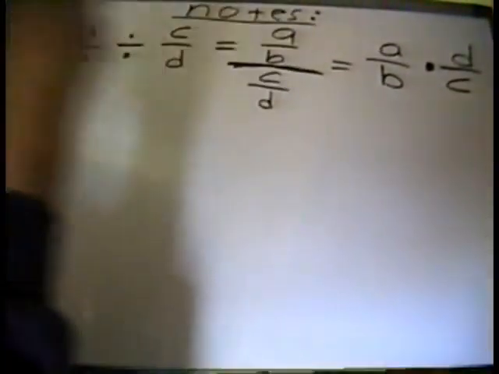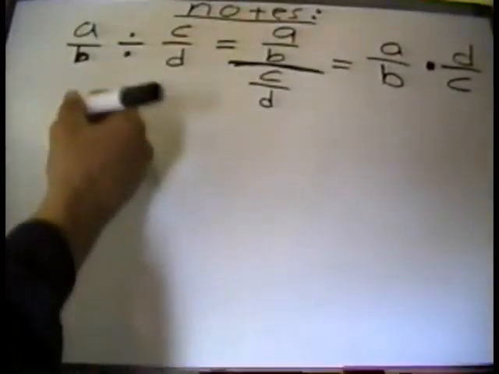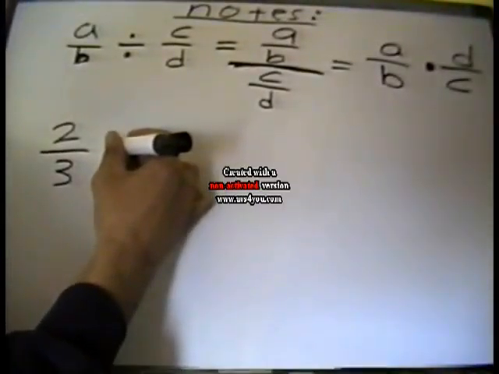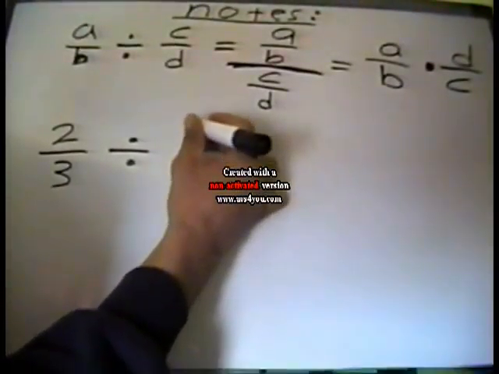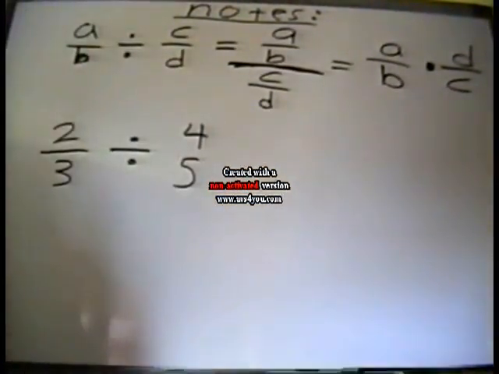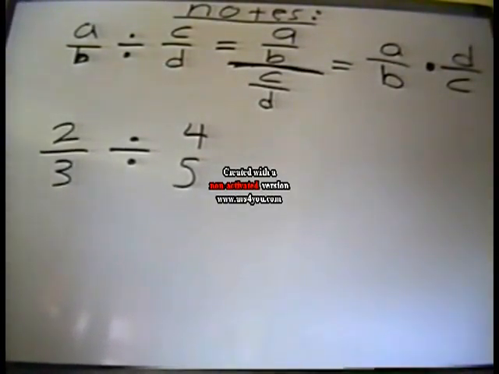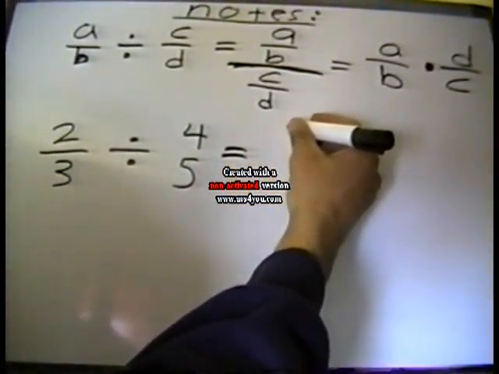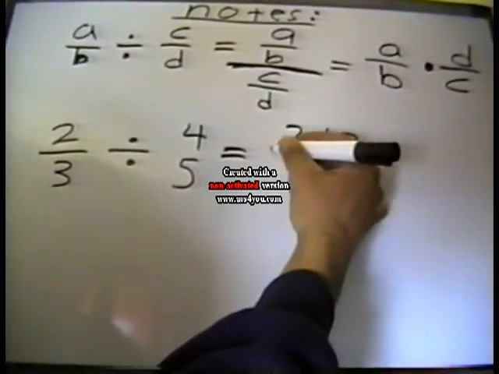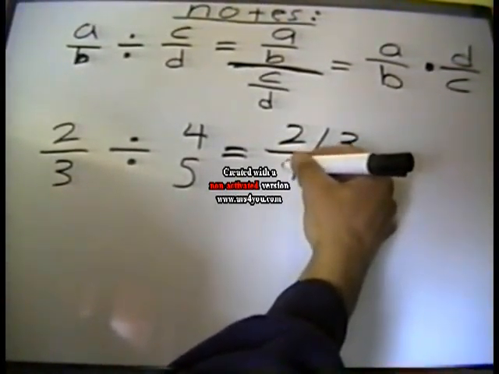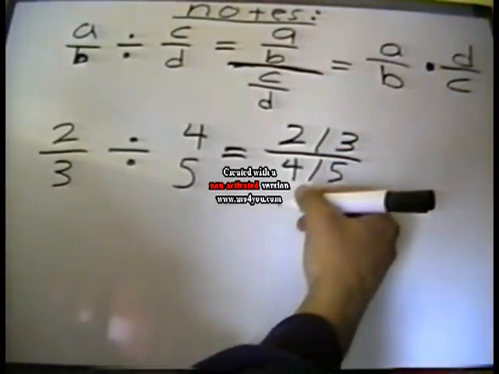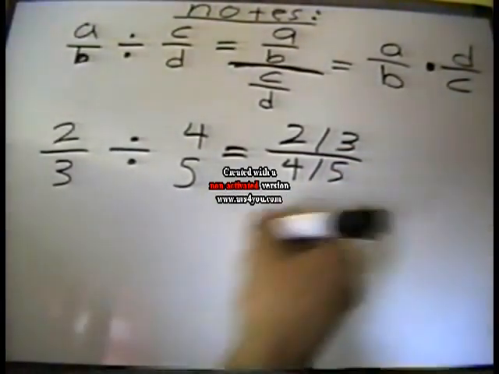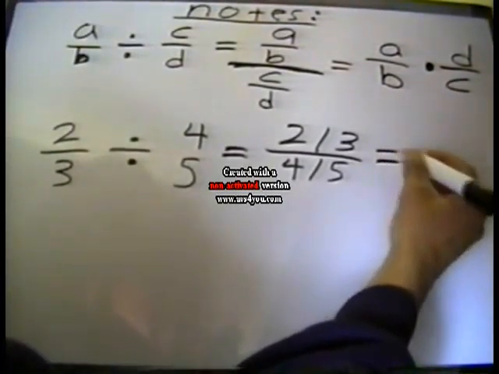So here, for the division of two fractions, I'm going to show you with 2/3 divided by 4/5. Okay. 2/3 divided by 4/5. That's going to become 2/3 over 4/5. Okay.